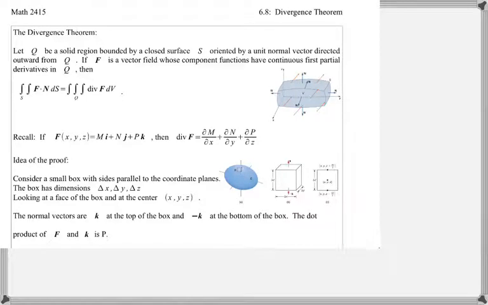Okay, this is going to be the second video for section 6.8, and we're going to be looking at the divergence theorem. It states: let Q be a solid region bounded by the closed surface S, oriented by the unit normal vector directed outward from Q. If F is a vector field whose component functions have continuous first partial derivatives in Q, then the double integral over S of F dot n dS, that's your flux integral, is equal to the triple integral over Q of the divergence of F dV.